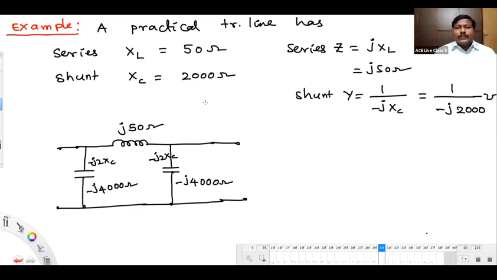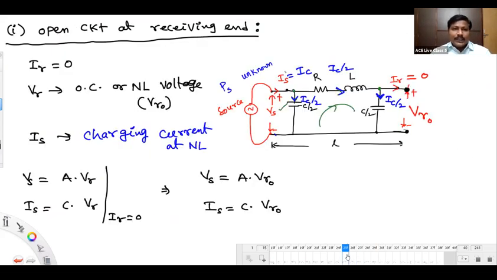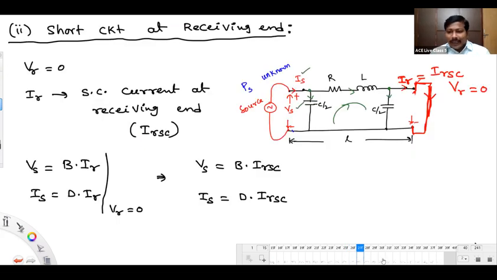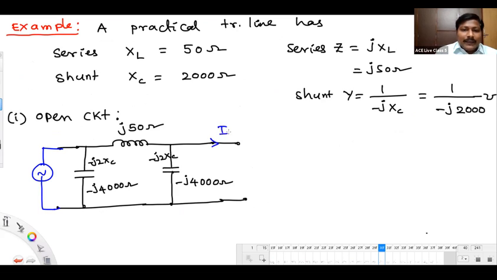Listen now. We have done two cases earlier, right? The first case is open circuit, the second case is short circuit. I am taking open circuit first, at the receiving end side. So I'll keep some source here. And this is open circuit, means IR value is 0, and this is VR. Here you have the sending end voltage VS, and this current is IS.